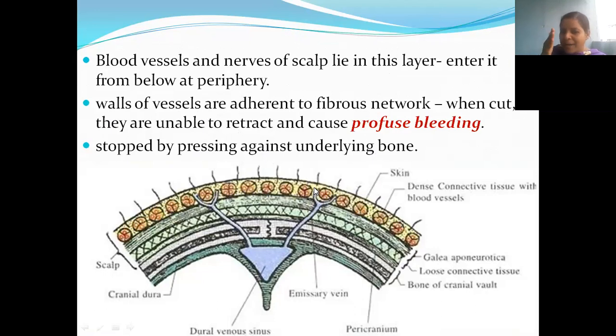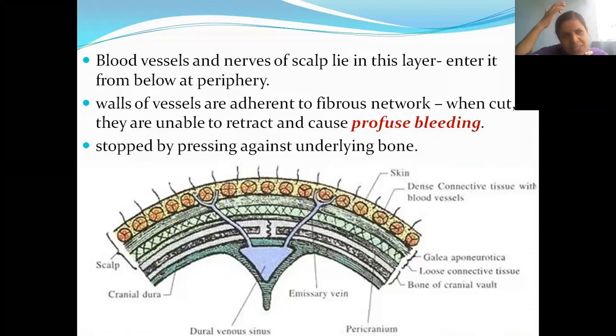Hence, when these blood vessels are cut, usually if any capillary is cut in any part of our body, we know it usually closes and the bleeding is arrested by a natural mechanism of vasoconstriction. But unfortunately here, the blood vessel wall, the tunica adventitia, has connection with the surrounding fibrous connective tissue. Hence, when blood vessels are cut, they are not allowed to get constricted. They remain wide open and the bleeding continues.